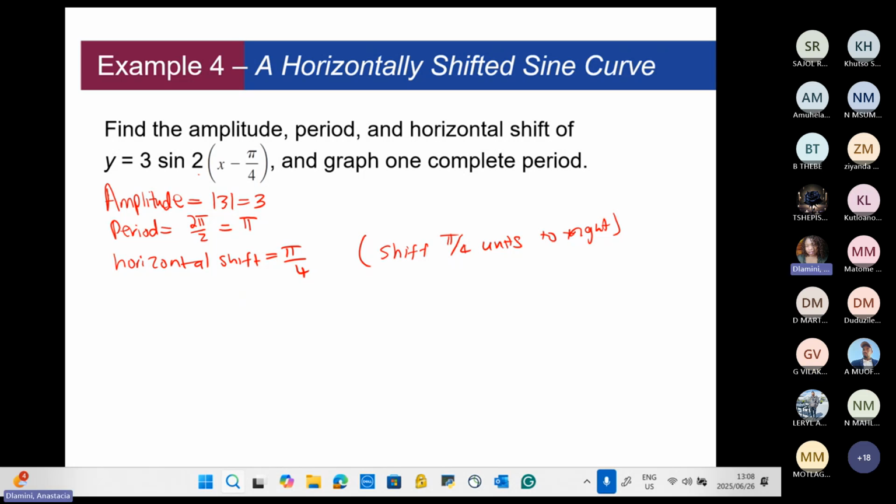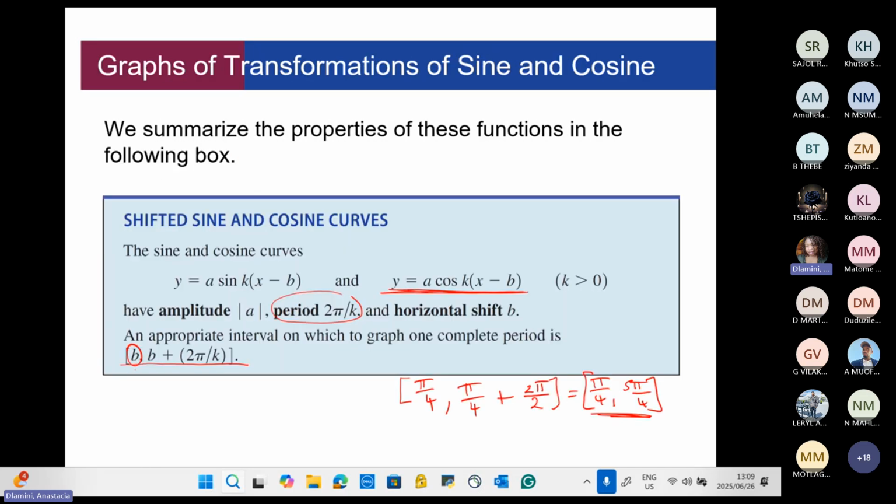So when we want to draw, we cannot just draw anywhere we like or where we feel like drawing. We have to have an appropriate interval to draw one complete period and stretch from there. In your assignment, please write the whole word: an appropriate interval on which to draw one complete period is. This is what I want you to write. Guys, are we together?